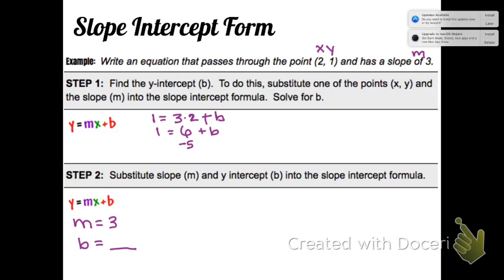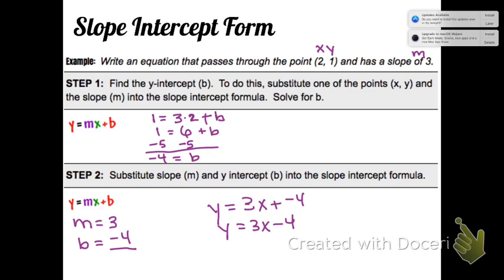And then we subtract 5. So we see that b equals -4. So we know what the y-intercept is now. Now we can substitute all of that into the equation. y equals the slope, 3x, plus the y-intercept, or y equals 3x minus 4.